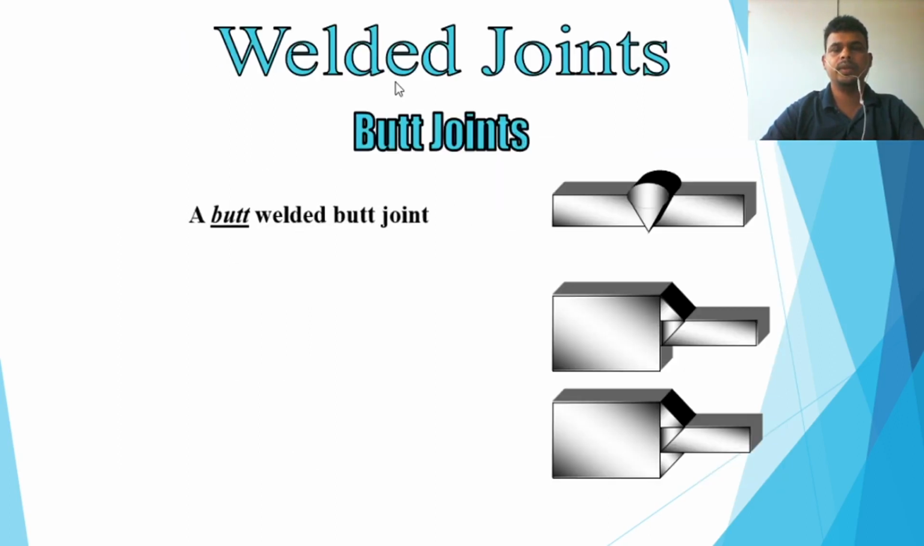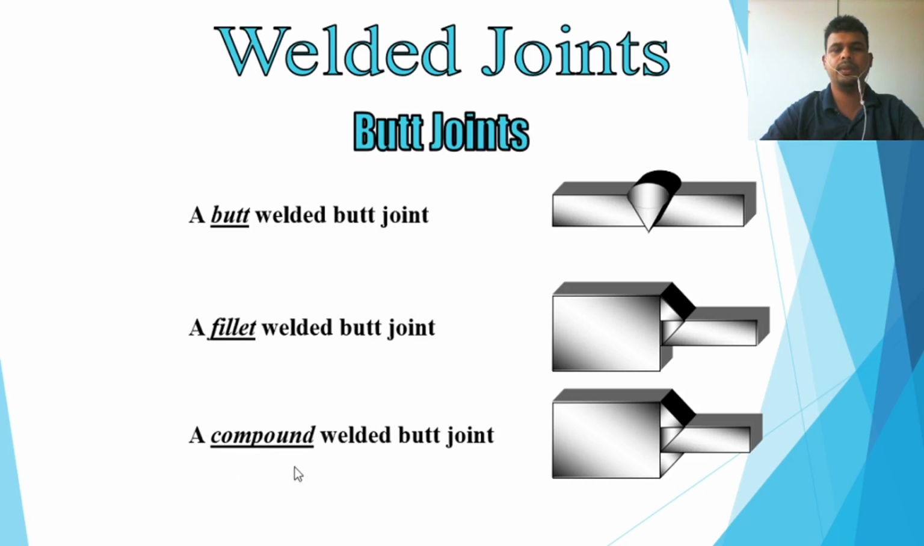So up to now you have seen the types of weld. Now we are going to discuss the types of weld joints. This is the butt joint. This is the butt weld butt joint. This is the fillet weld butt joint. Another is the compound weld butt joint. So this is the configuration of the butt joints.